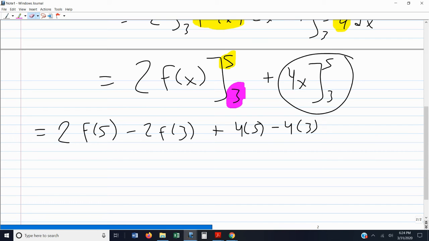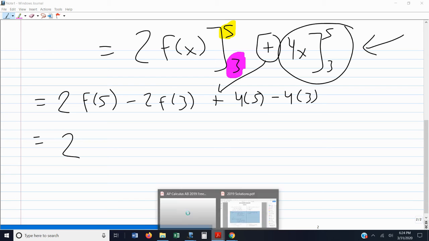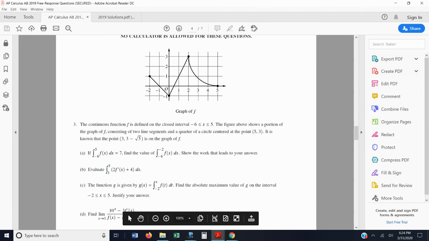So we plugged in the 5 and the 3 to the first antiderivative and subtracted. We plugged in the 5 and the 3 to the second antiderivative and subtracted, and this plus sign moved down. The last part of this is just to evaluate. So I have 2 f of 5. Think about where we're going to get the value of f of 5. I'm going to go ahead and grab a copy of that for you.